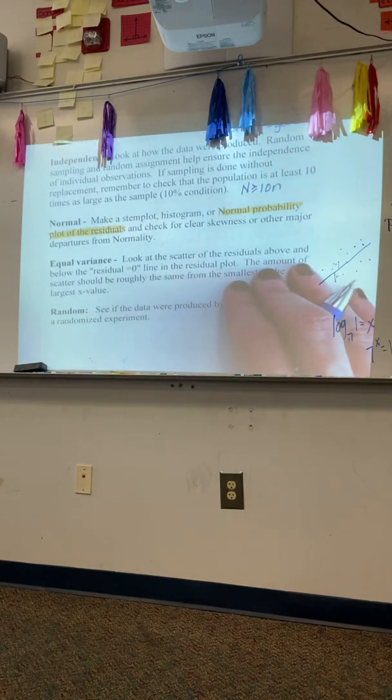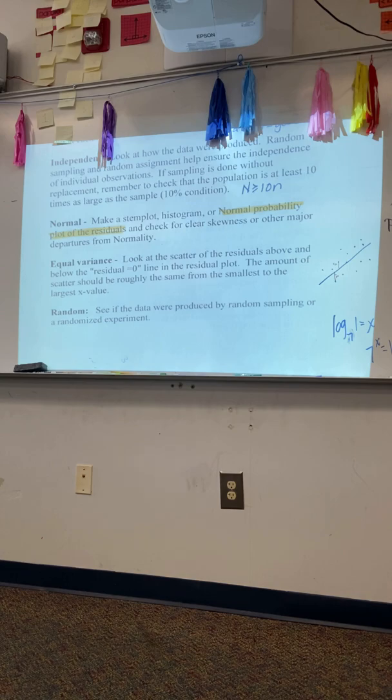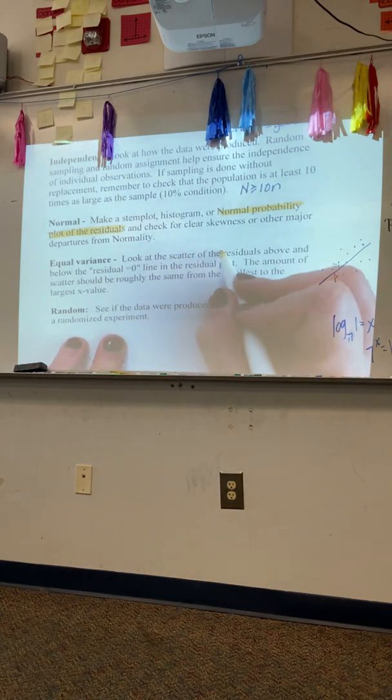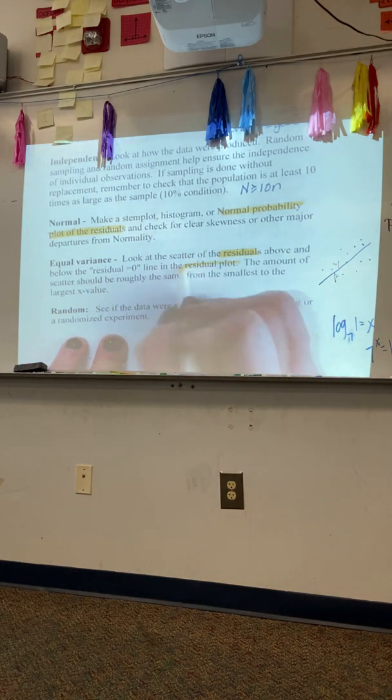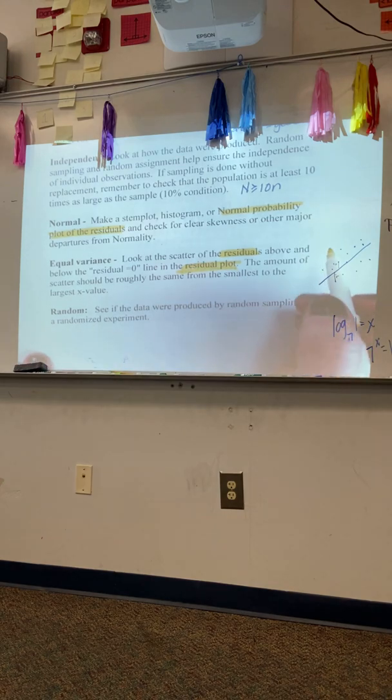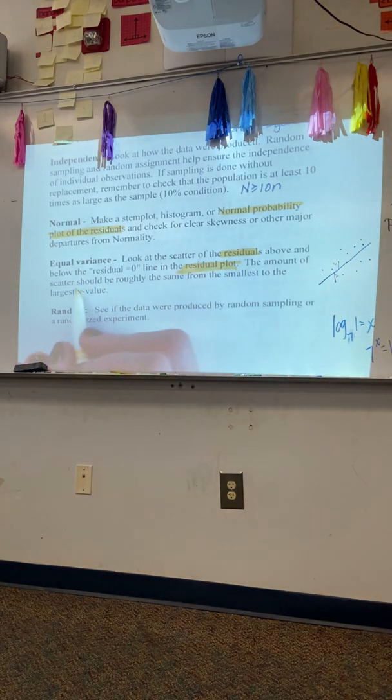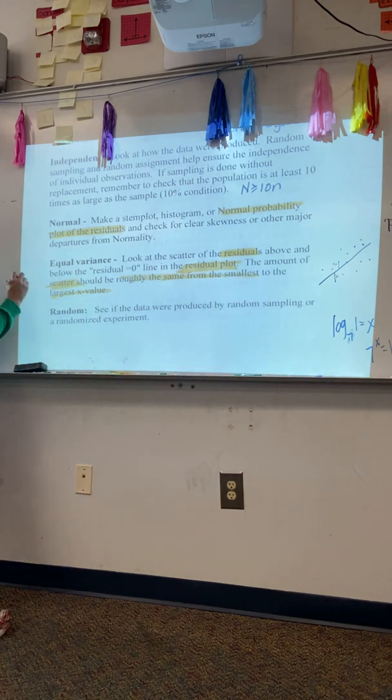All right, now this one's crazy. It's called equal variance, and all this is we're going to look at our residual plot, and we want to make sure that the scatter is roughly the same from the smallest to the largest x value. You don't want it looking like this. Like this is a bad version.